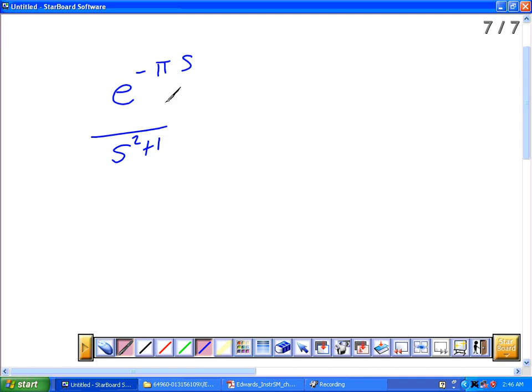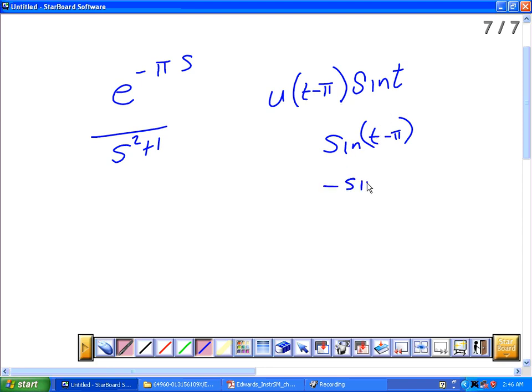Okay, so I see a translation of pi, so that's u of t minus pi, times the sine of t. That's what we're talking about here. So we're just going to go pi units around the circle. If you look at this function, what you're really saying is the sine of t minus pi. And what is the sine of t minus pi? They should be on opposite sides, so that should be minus sine t, if all goes well.